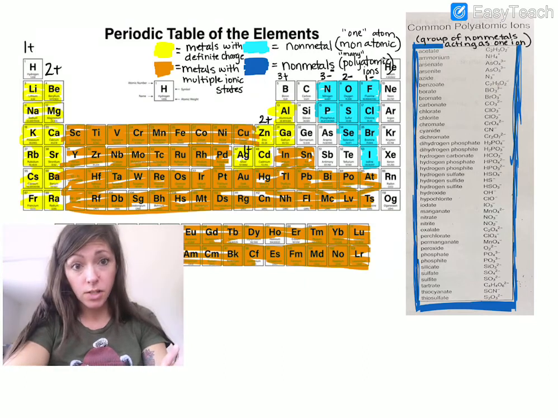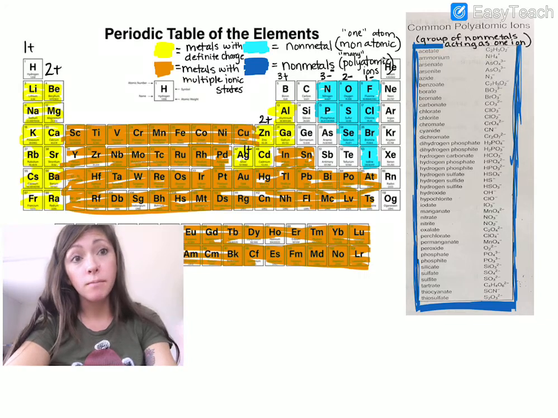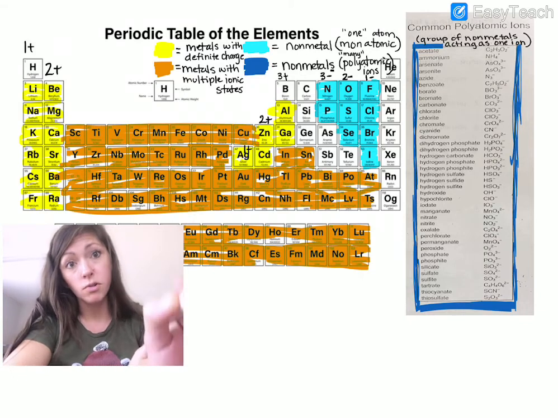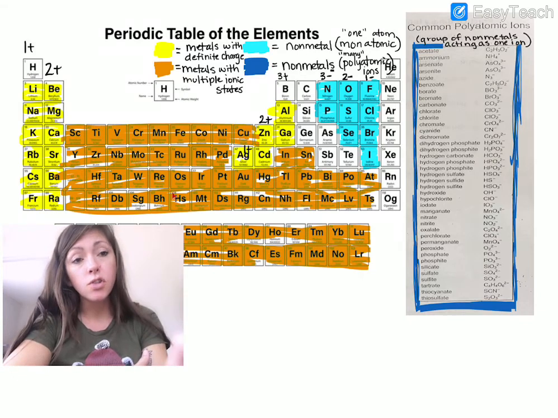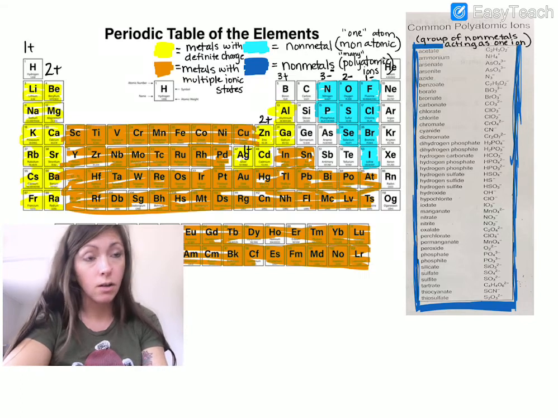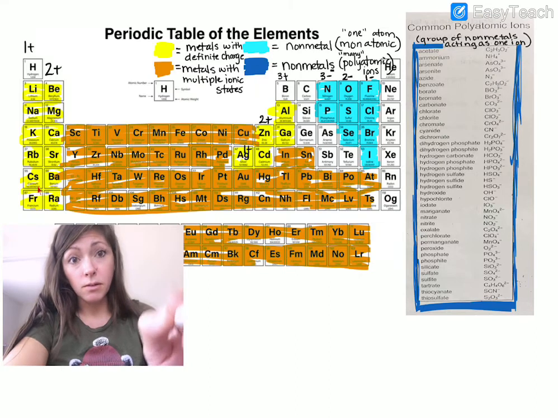Or the other type, where we have to use Roman numerals because you are using metals with variable ionic states. That is, they can have different charges, not just always the same charge like the ones in yellow. So you are pairing one of these up with one of these non-metals that are in this aqua color.